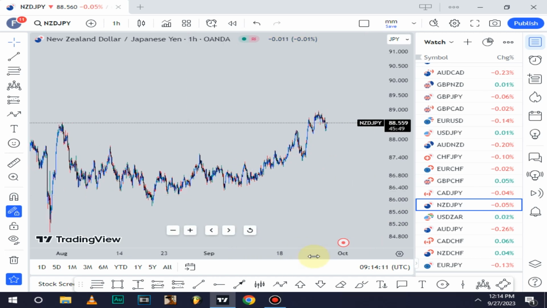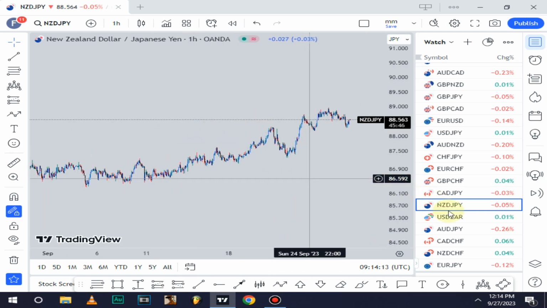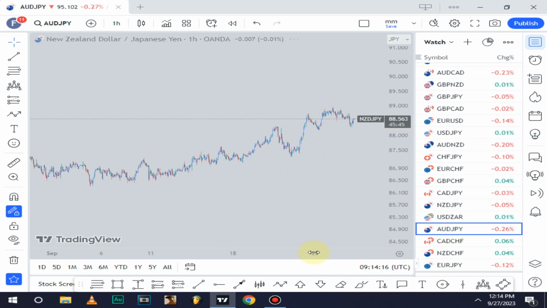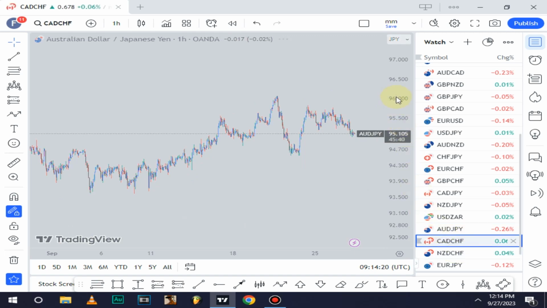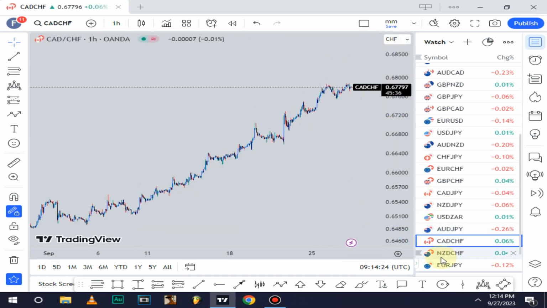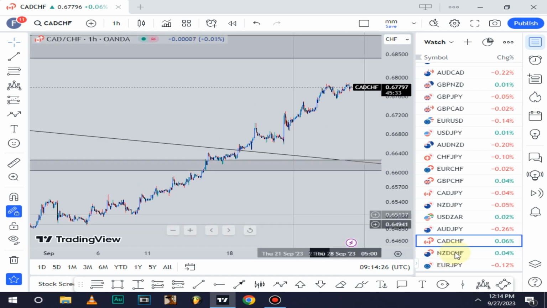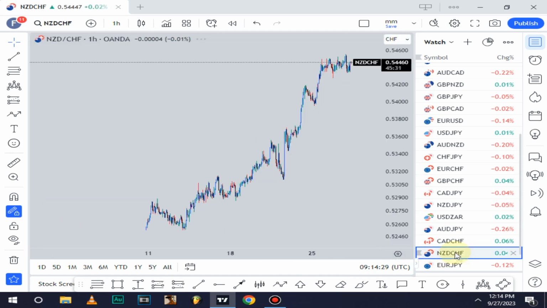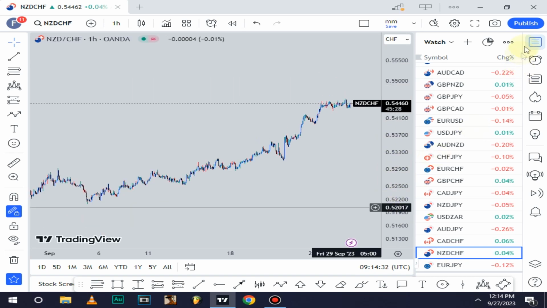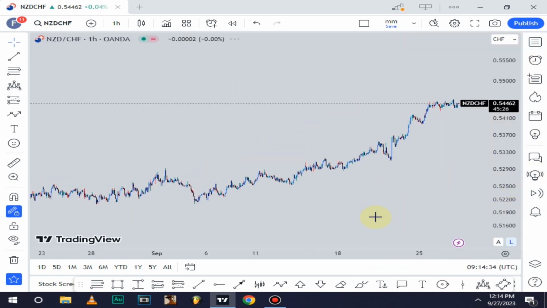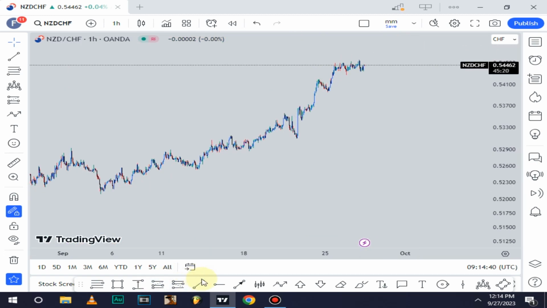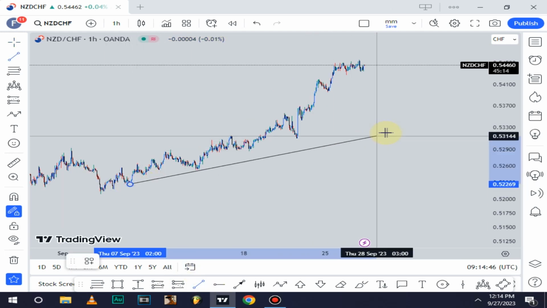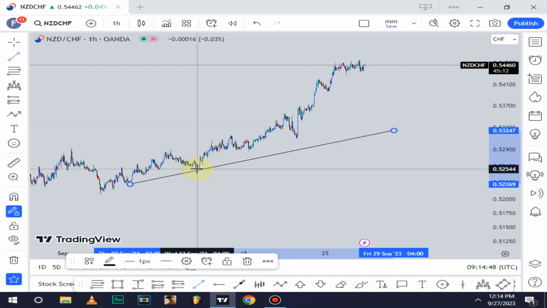Let me see. Actually, this is NZD-JPY currently, so dirty. Clear trends. Card Swiss franc. This is NZD Swiss franc. Let's see if we got something over here. Let's say we did make our trend line. First touch over there, the second, that one, and then another trend line over here.